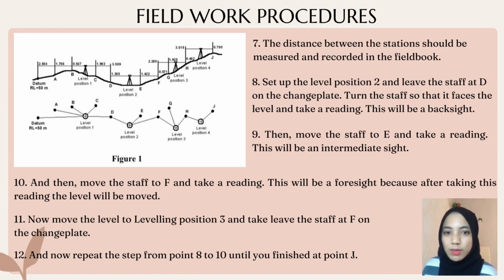Number 8, set up the level at position 2 and leave the staff at D on the change plate. Turn the staff so that it faces the level and take a reading. This will be a backsight. Number 9, then move the staff to E and take a reading. This will be an intermediate sight. And then move the staff to F and take a reading. This will be a foresight because after taking this reading, the level will be moved.